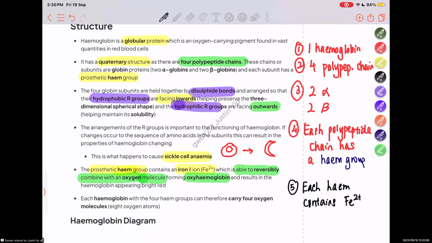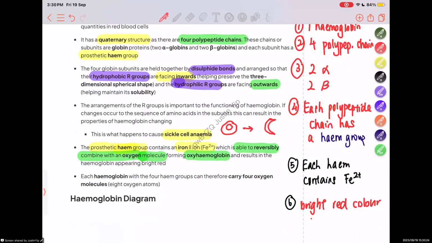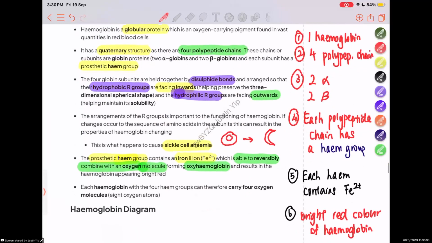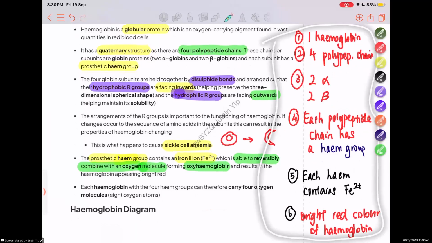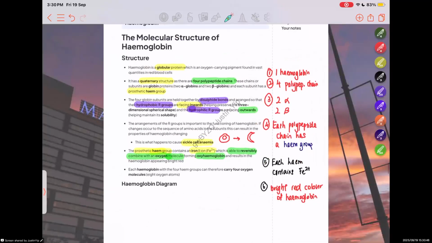They contain Fe2 plus, and the Fe2 plus gives the color of your hemoglobin, which is what we call bright red color. So this is your 6th point. The right side that I'm writing is our summary lah. This part is the molecular part.